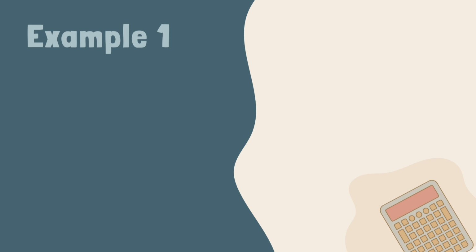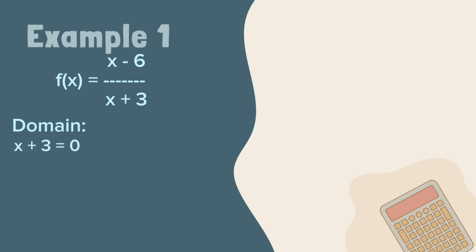Okay, now we can find the domain and range of the rational function and its inverse. Let's start with the rational function. To find the domain, just look at its denominator. So x plus 3 is equal to 0, then transpose it, which will give us negative 3. So the x of this rational function should not be equal to negative 3.